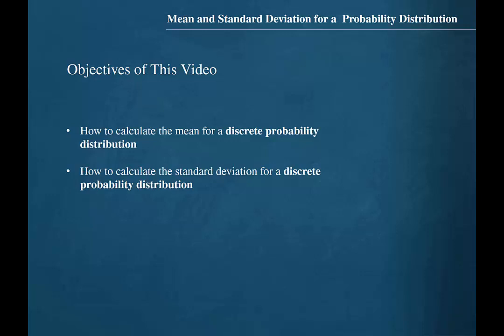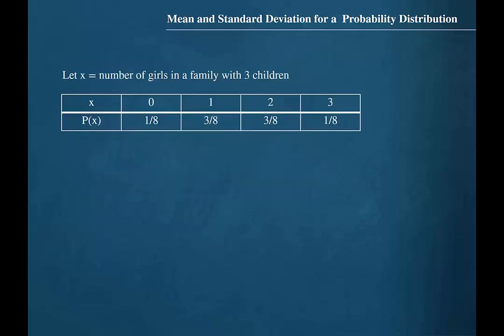The objectives for this video are to learn how to calculate the mean for a discrete probability distribution and how to calculate the standard deviation for a discrete probability distribution. The discrete probability distribution for the number of girls in a family with 3 children is shown. What is the average number of girls in a family with 3 children?